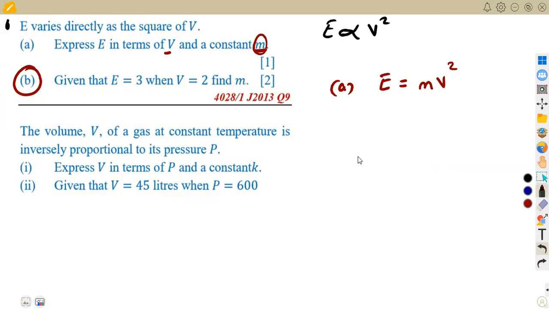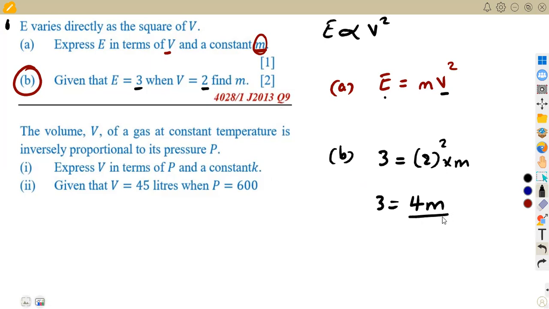So now we are just doing a substitution. We are given that E is equal to 3. At that moment, V is equal to 2. So it is going to be 2 squared times M in this case, which is our constant. So you can calculate M. After substituting, it's just a normal equation: 2 squared, that is 2 times 2, which is going to be 4 times M, which is 4M. So to find M, we are simply going to divide by 4 both sides. By dividing by 4, we obtain the numerical value of M, which is going to be 3 over 4, or you can have it as a decimal, 0.75.